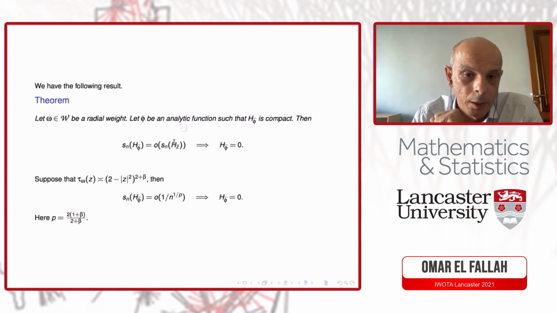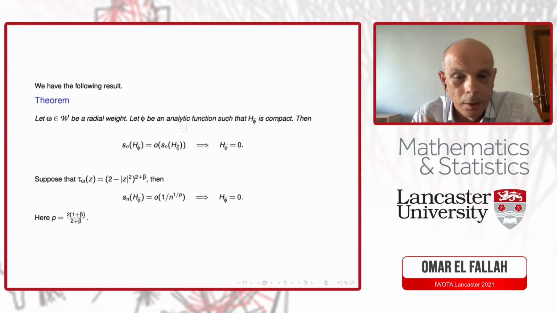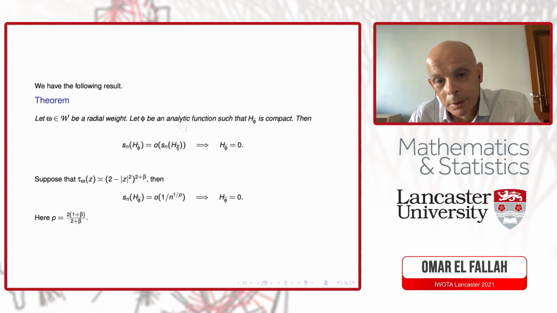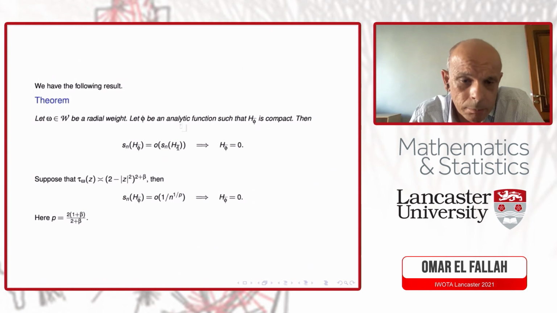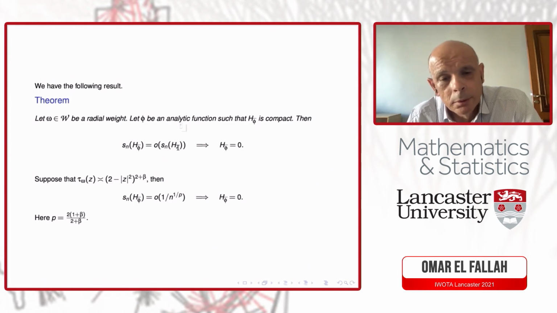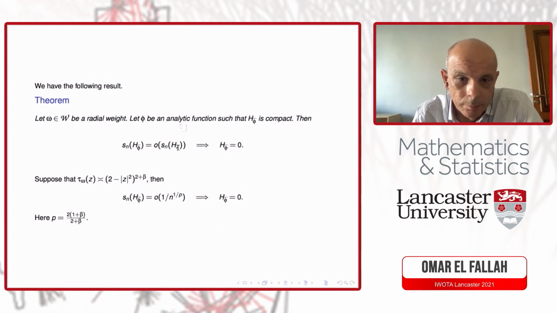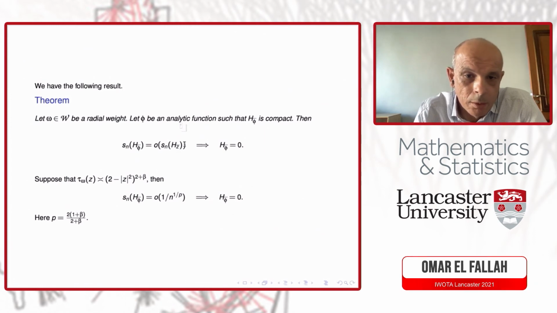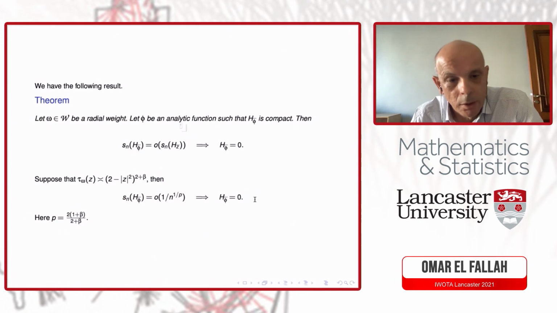I call H Z bar the canonical Hilbert space in this case. So it explains the cutoff in this case. Okay. For example, if you consider tau equal this quantity, then necessarily, if Sn h phi bar is little o, then h phi bar is equal to 0.